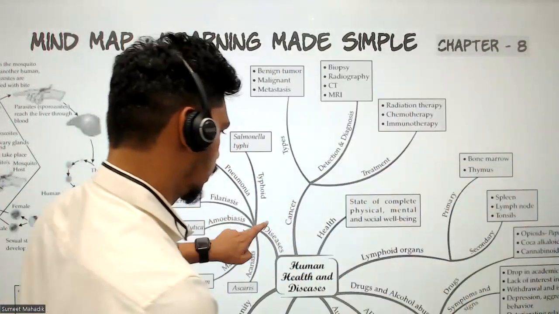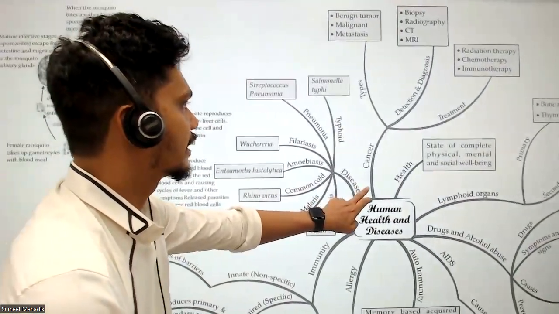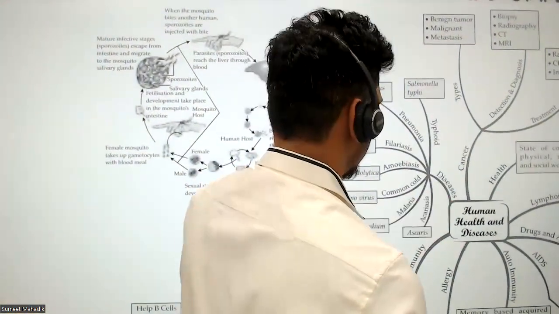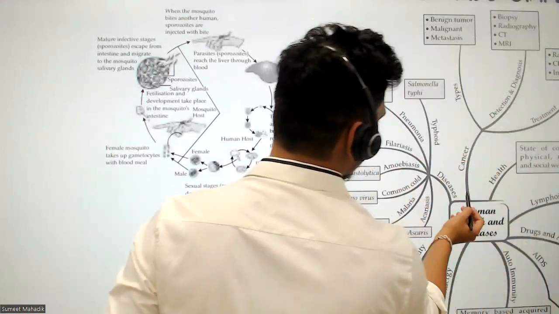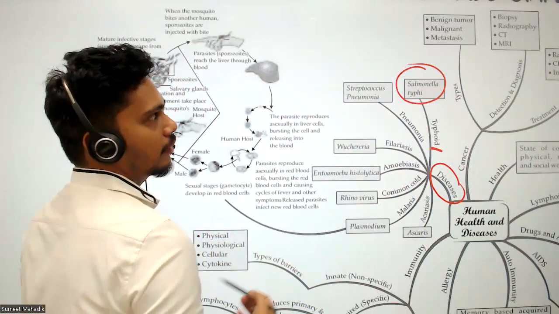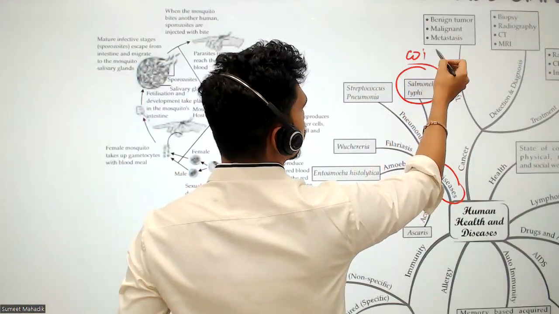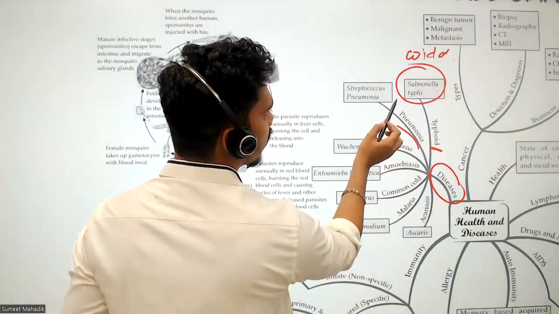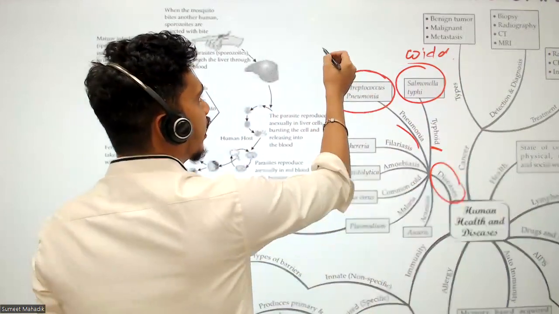Let's go further. Now let's talk about diseases. We are going to start with disease. First is typhoid. Who is responsible? Salmonella typhi. The Widal test is important over here. Then pneumonia, caused by Streptococcus pneumoniae, and influenza.